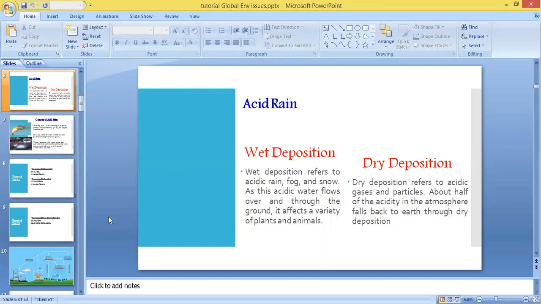Now what is the difference between wet deposition and dry deposition? As per the name, wet deposition refers to acidic rain, fog and snow. As this acidic water flows over and through the ground, it affects a variety of plants and animals. So its effect is long lasting on these plants and animals. Whereas dry deposition refers to acidic gases and particles. About half of the acidity in the atmosphere falls back to Earth through dry deposition. So, both are equally dangerous.